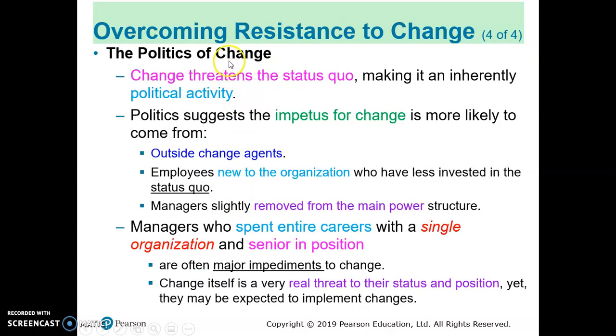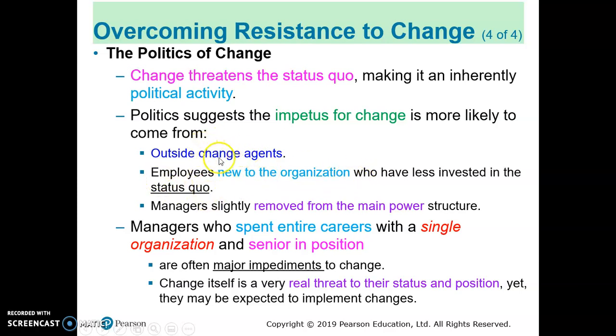Okay, the politics of change. We have to expect that there will be some politics in organizations, especially regarding change, because change can threaten the status quo of individuals or employees, making it more related to political activities. So politics suggests that the impetus for change is more likely to come from outside change agents, or employees new to the organization who have less invested in the status quo.